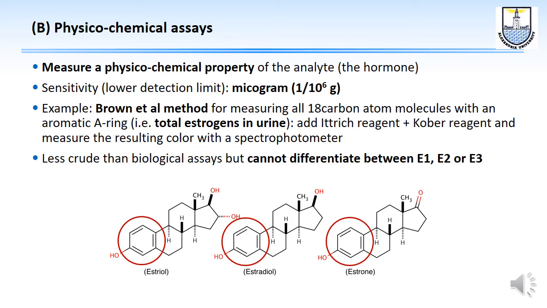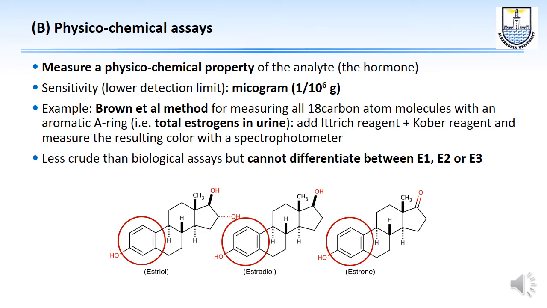So what Dr. Brown from Australia did is that he came up with a method where he would add the Ittrich reagent and then the Cooper reagent, and then this results in a color, and then he measures this color with a spectrophotometer. So this was the Brown method for measuring estrogens in urine, because as you can see, you cannot differentiate really between estriol and estradiol and estrone. They are all together in the same test.